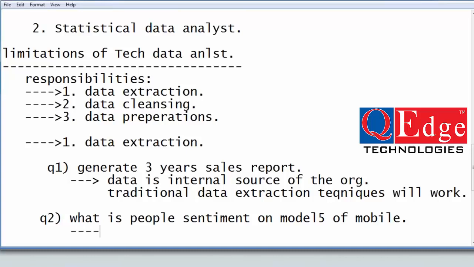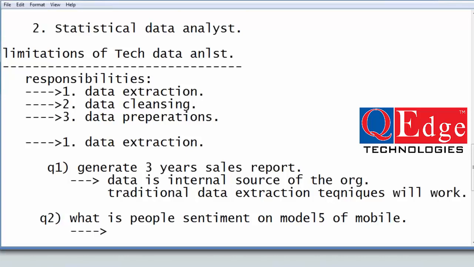Now here, to answer the second question, I need data. But this data is not internal to the organization. This is public talk. This public talk is available in social media, like Facebook or LinkedIn or any other.